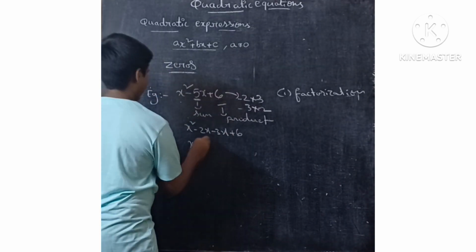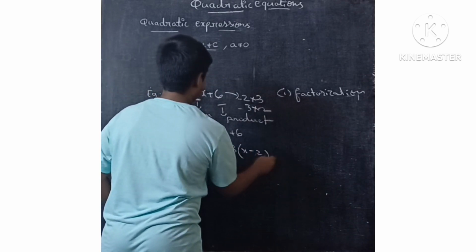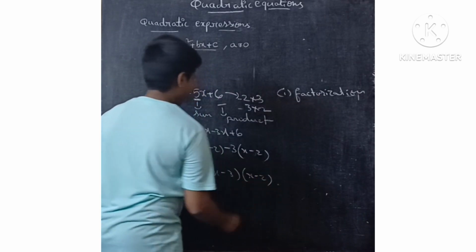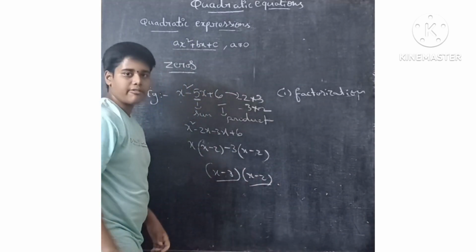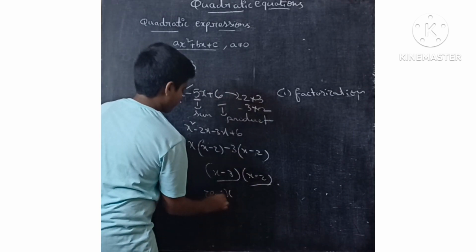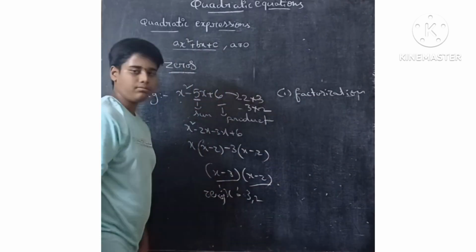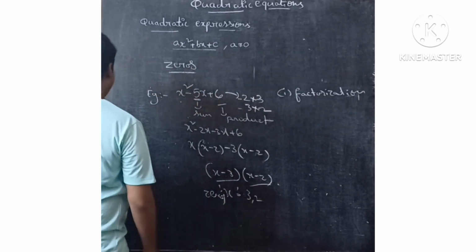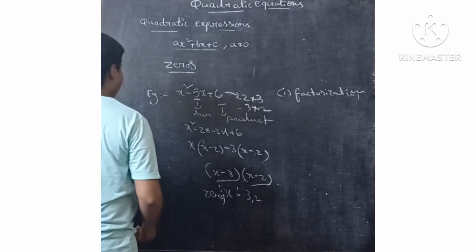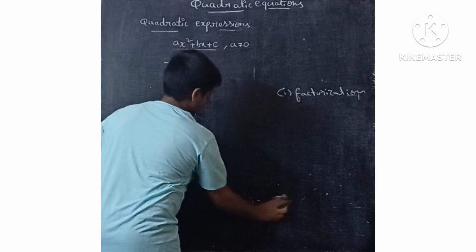And here x is common, x minus 2, and here 3 is common, x minus 2, which means x minus 3 and x minus 2. And take these two factors equal to 0, which means the zeros of x are 3 and 2. Okay, so like this we have to find the zeros of a quadratic expression. So this is the quadratic expression.